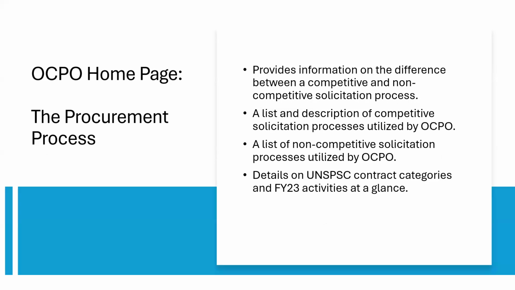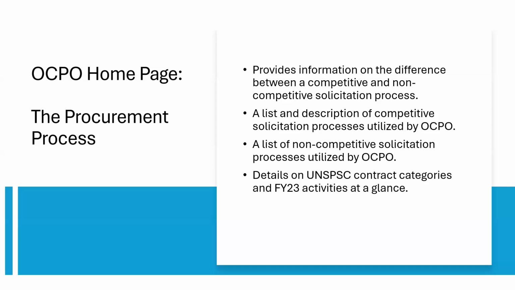Another useful tool on the homepage is the procurement process. So I know we've been talking a lot in these last sessions about the various types of procurements that we do and what they entail. But this page also gives a brief summary of each of those in case you guys need a refresher. We provide information on the difference between a competitive and a non-competitive solicitation process, and then we give a list of each of those items with a description of each, so you guys can be aware of the difference between all of the different types of solicitations that we do.